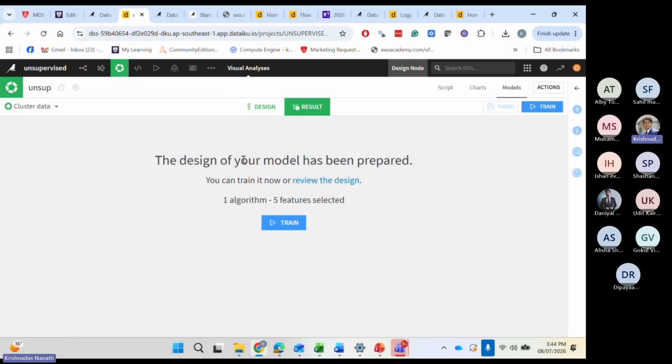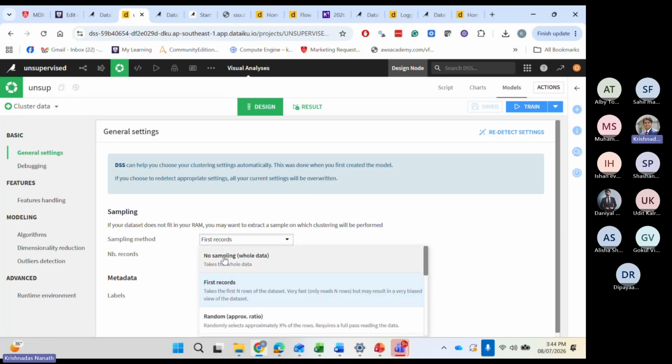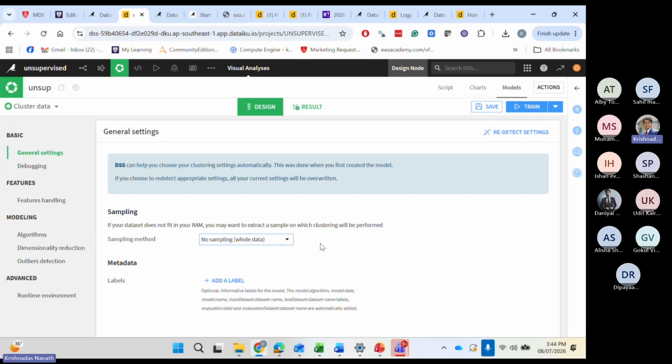So this will take you to a similar tab, design and result. Everything is there, nothing potential. Let's go to design. Whole data, yes. So for the sampling method, I wouldn't want any sampling. It wouldn't do anything anyway, but still to be on the safe side, we would do no sampling.